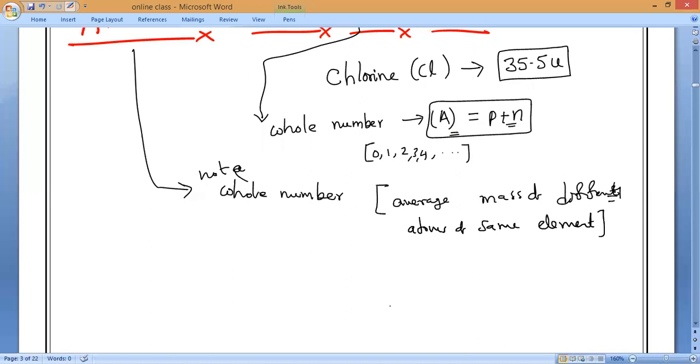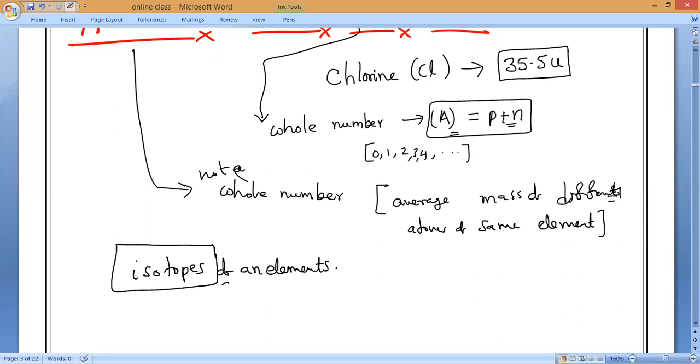As I told you, understanding that is only the concept called isotopes. We will study that at the end of this chapter. Isotopes of an element: most of the elements have isotopes. What do you mean by isotopes?